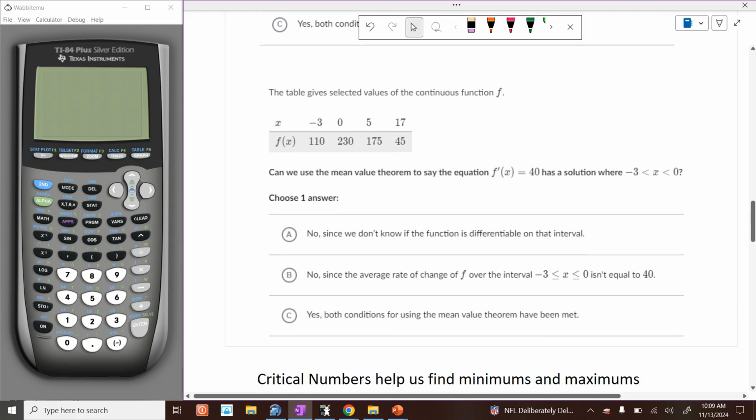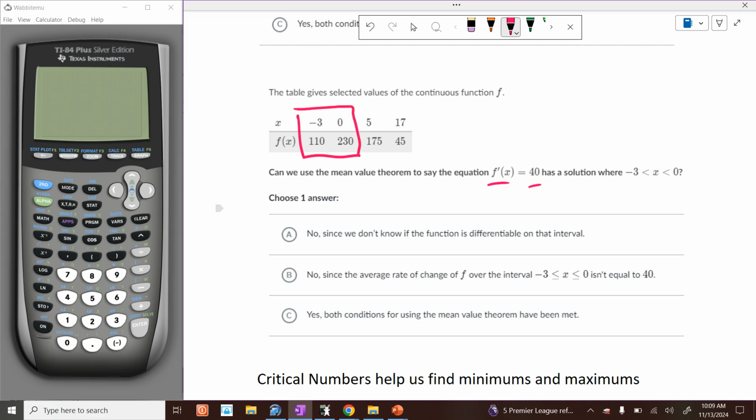So you go through and figure out what's going on. Look at why things are no and see if any of the no's make sense. All right, the table. Can we use the mean value theorem to say that the first derivative should equal 40 has a solution somewhere in between −3 and 0? So in between −3 and 0, we have to find the rate of change. So we take (230 − 110) over (0 − (−3)). So this is what, 120? And this is a positive 3, so that should equal 40. So the first derivative has to equal 40. Well, that checked out.